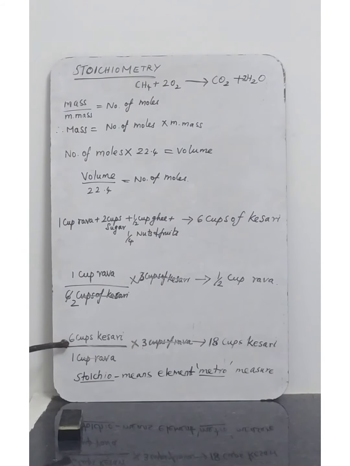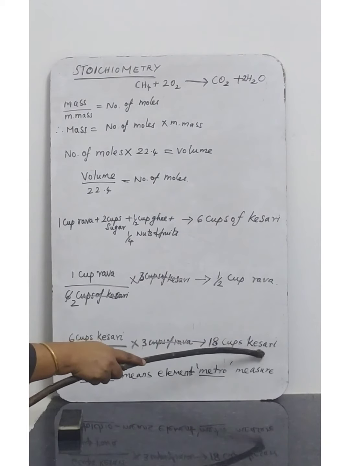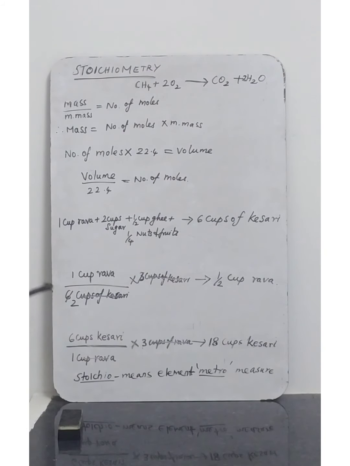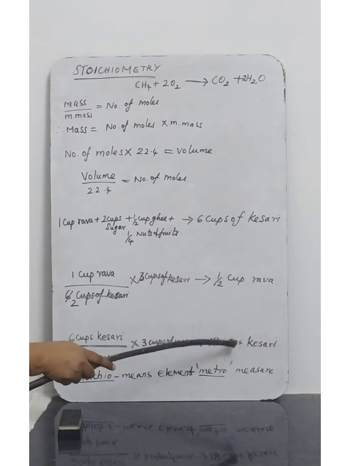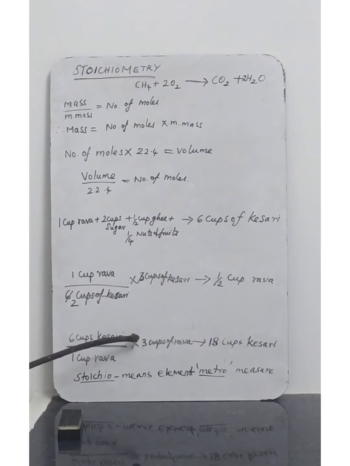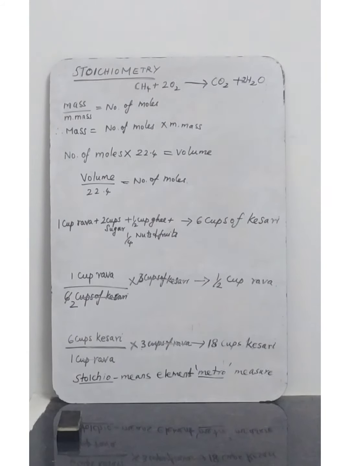Understood? The cups of kesari you want should be in the numerator. So from 1 cup of rava you are preparing 6 cups of kesari. Therefore, from 3 cups of rava, how many cups of kesari will you prepare? So 1 cup, 3 cups, it will be cancelled, so 3 into 6, 18 cups of kesari we can prepare from 3 cups of rava. Okay, understood?